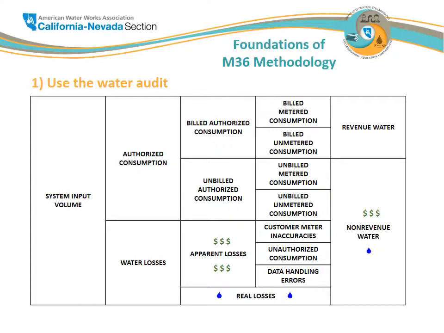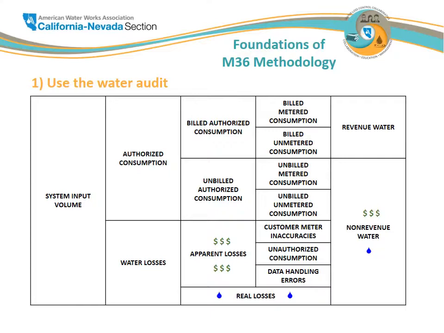In this figure, we know that each column is an equivalent. So our system input volume to the left here is going to be equal to all of our authorized consumption and all of our water losses. And then we know that water losses in and of itself is equal to the sum total of apparent losses and our leakage. So with those equivalents, what we can do is start with system input volume, or water supplied into our system, and subtract all of our known authorized uses of water, or authorized consumption. And then we're left with an estimation of water losses that we can then further categorize and grapple with.